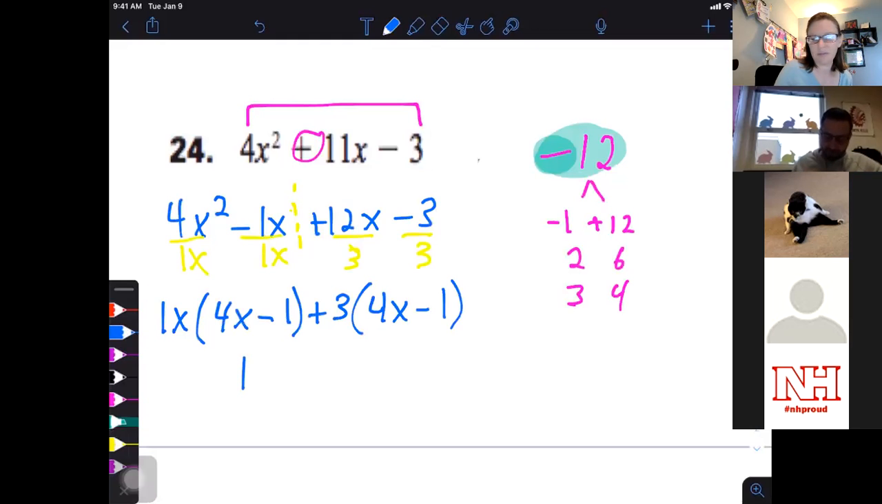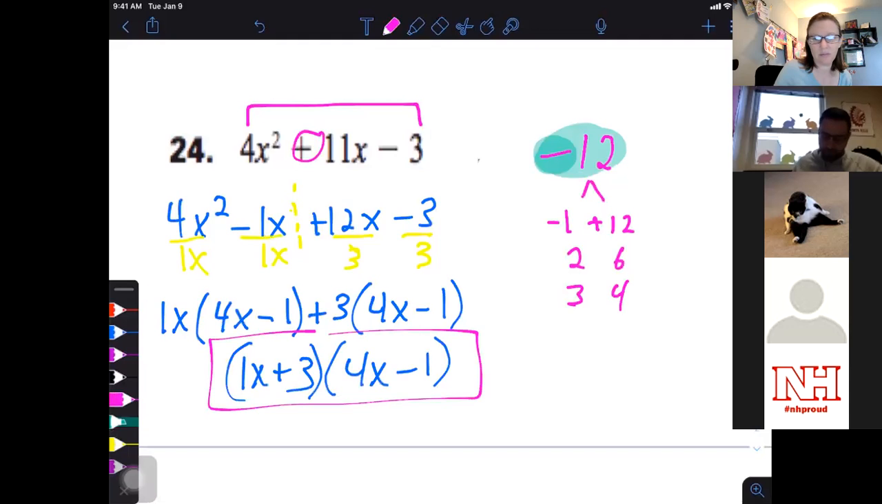You just do your grouping. 1x or just x plus 3 times 4x minus 1. That's it. Any other questions on the homework? If not, we'll jump right into today's, which is this review.